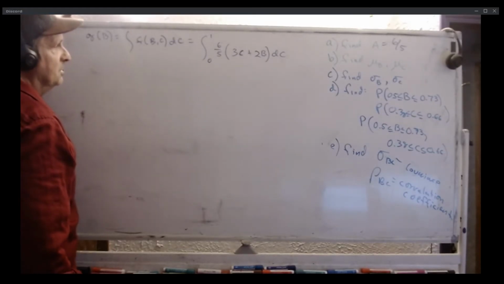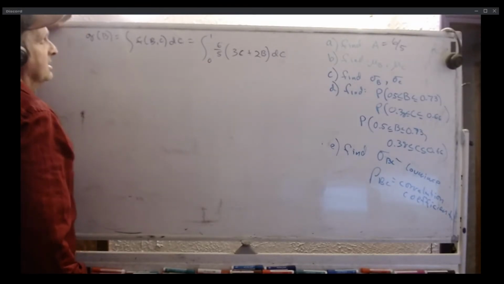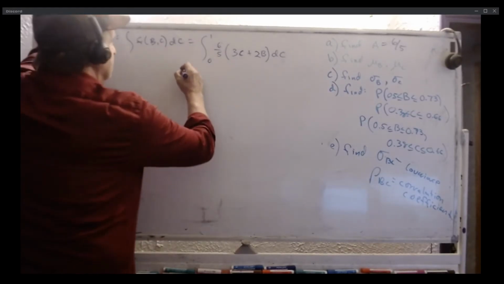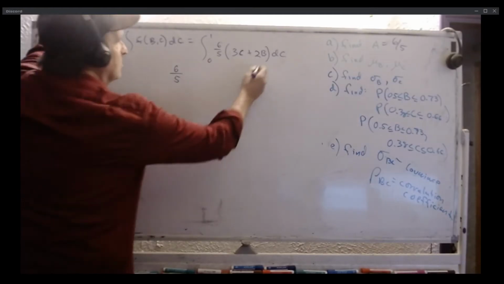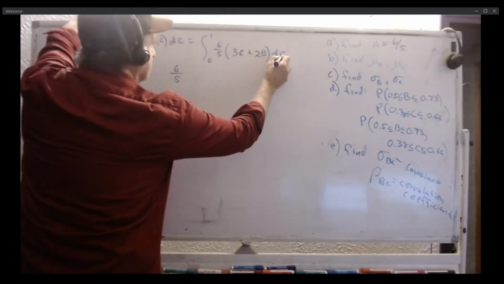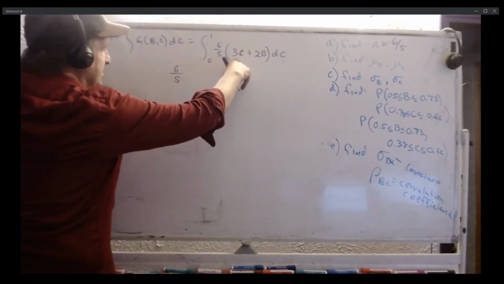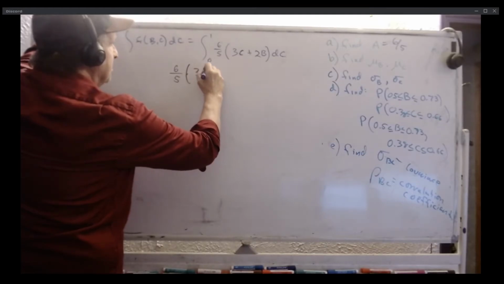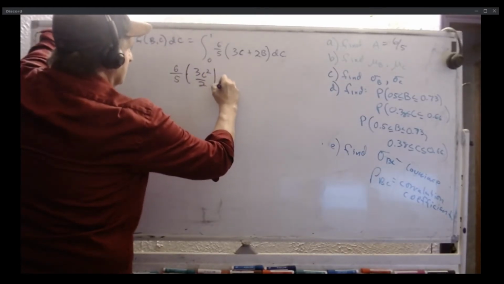So it's 3C plus 2B or 2B plus 3C if you like. So we've got to integrate this guy with respect to C. So we're going to get 6/5. That goes along for the ride. We're integrating this with respect to C. So 3C dC equals 3C squared over 2. And that goes from 0 to 1.